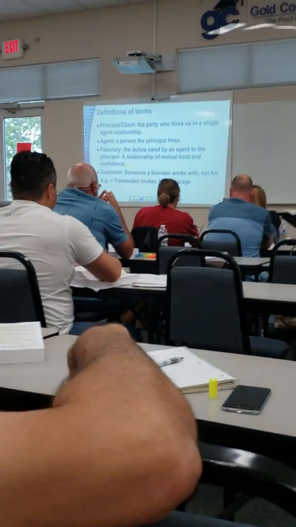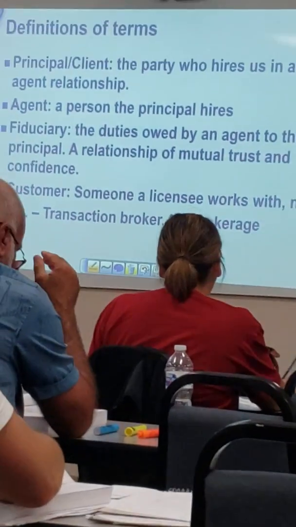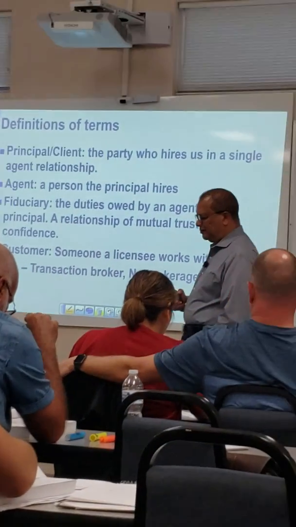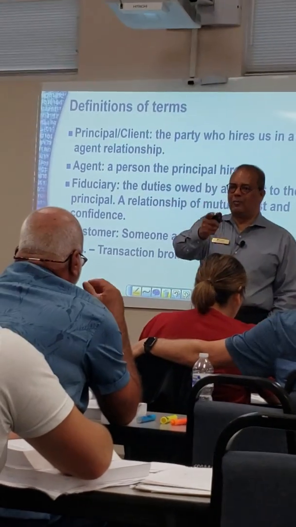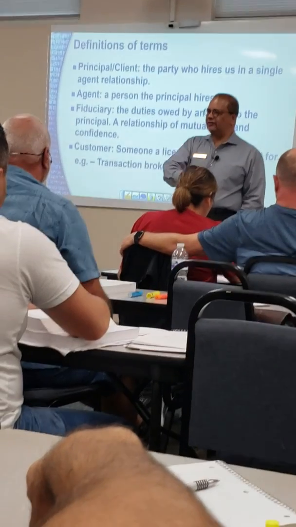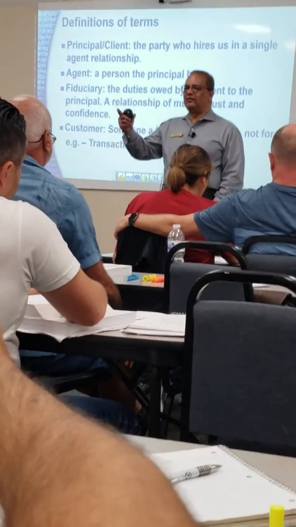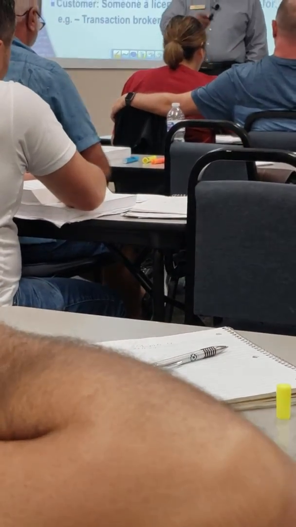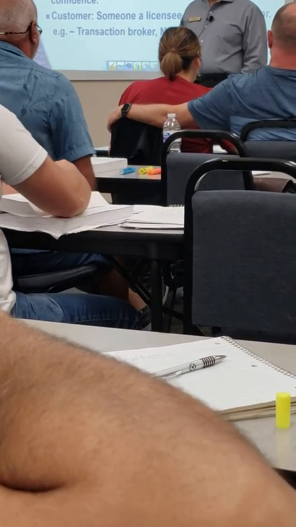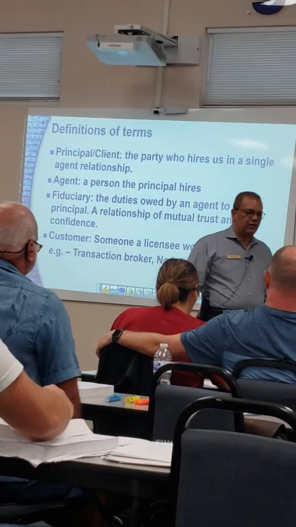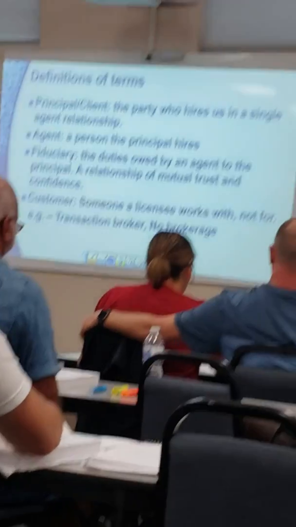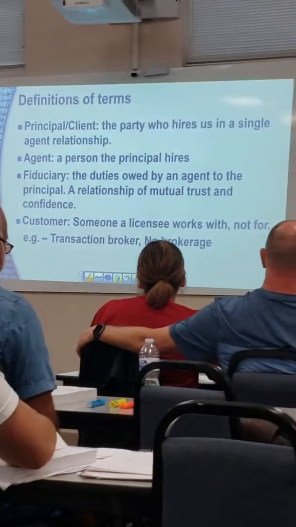So when it comes to agency law, principal or client, and in our business, the principal or client is the party who hires us in a single agency relationship. The party who hires us. Us means whom, class? The broker and also the broker's associates. Because whatever your broker decides to do, you as a general agent also have to do the same thing. So when the person hires, they're hiring the broker, and you have the relationship through your broker.